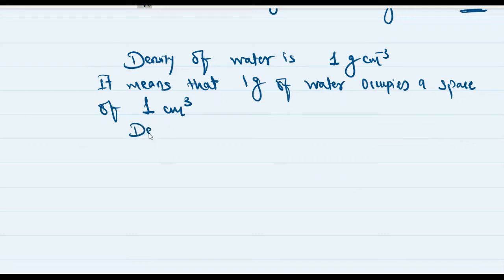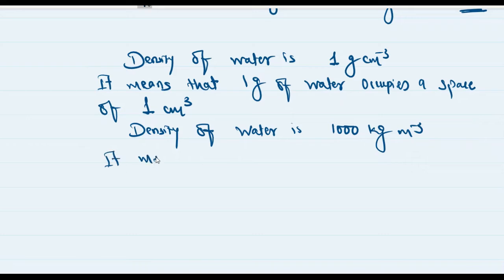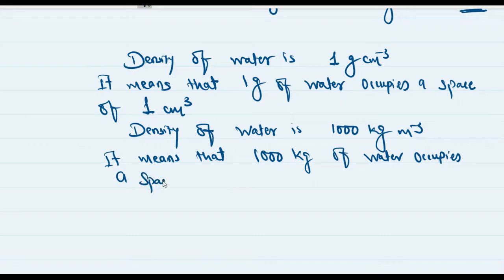Okay. Next, density of water is 1000 kg per meter cube. What does it mean? It means that 1000 kg of water occupies a space of 1 meter cube.